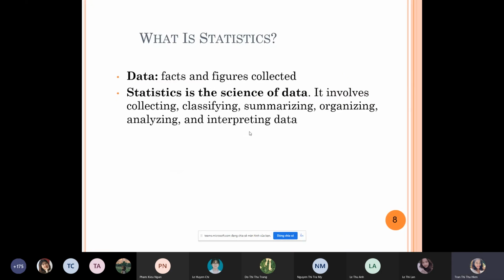So data is the facts and figures collected. Statistics is the science of data, involving collecting, classifying, summarizing, organizing, analyzing, and interpreting data. And all the data collected in a particular study are referred to as the data set for the study.